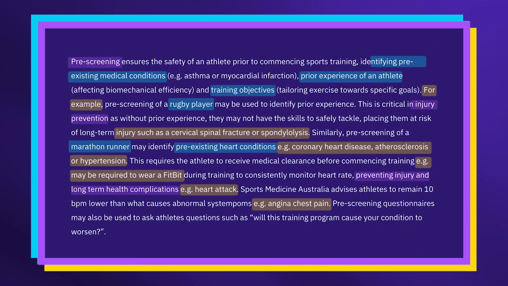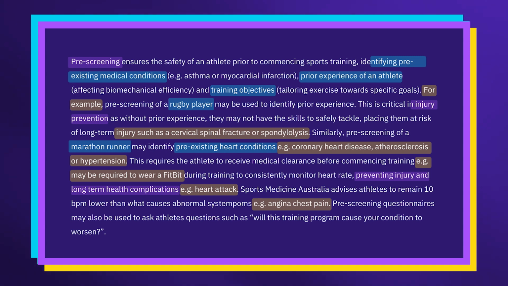Pre-screening ensures the safety of an athlete prior to commencing sports training, identifying pre-existing medical conditions, e.g. asthma or myocardial infarction, prior experience of an athlete affecting biomechanical efficiency, and training objectives, tailoring exercise towards specific goals. For example, pre-screening of a rugby player may be used to identify prior experience. This is critical in injury prevention, as without prior experience, they may not have the skills to safely tackle, placing them at risk of long-term injury such as cervical spinal fracture or spondylolysis.